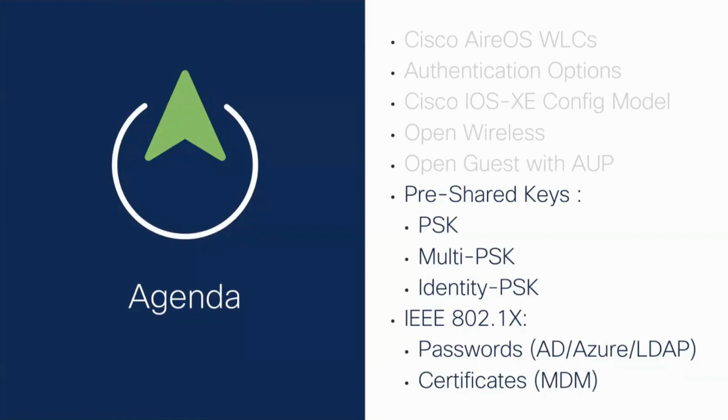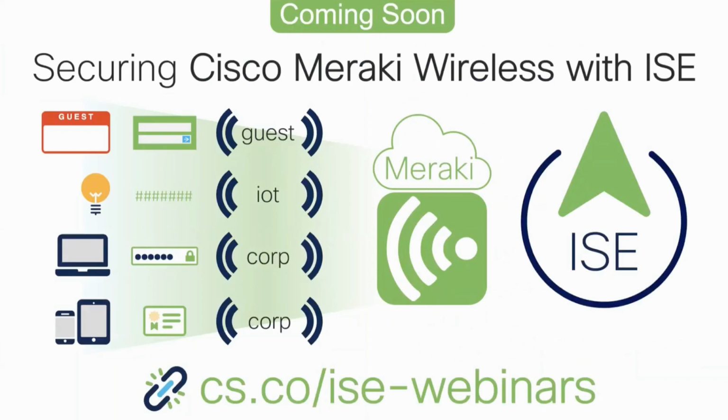This is going to include regular pre-shared keys, like I think everybody here already knows and loves. We're going to do multi-PSK, which you may or may not have done, as well as identity PSK, which is something that you can use for each unique MAC address that comes on the network. And then, of course, we're going to do some IEEE 802.1x with passwords and certificates.